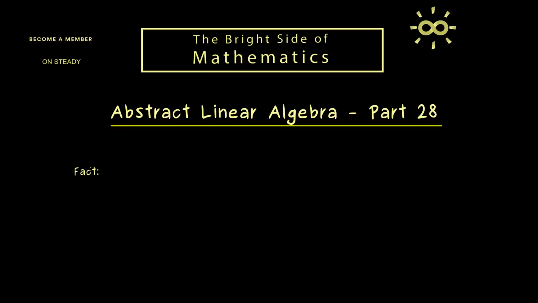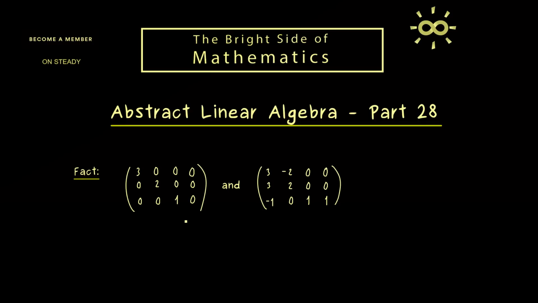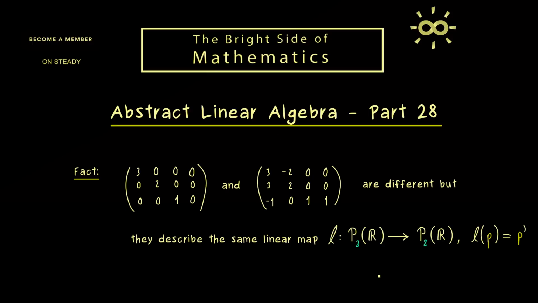Okay, with that, let's immediately start with a fact that we have learned in the last video. Namely, we have seen two 3x4 matrices that are different but still are related in some sense. And this relation we have explicitly calculated in the last video, because there we have shown that they both represent the same linear map. More precisely, it was the linear map from the polynomial space P3 to the polynomial space P2, which was given as the derivative.